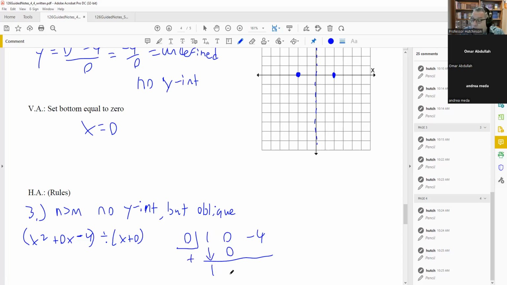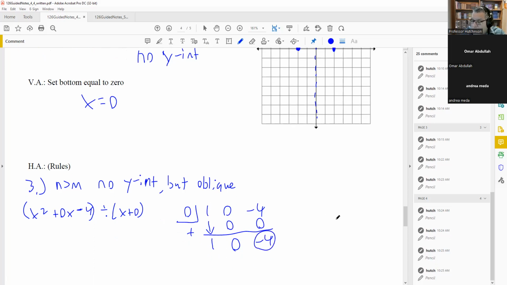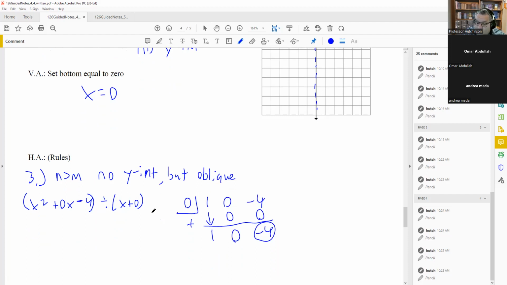I'm doing synthetic division instead of long division. 0 times 0 is 0. We get a remainder of negative 4. If we were to write this out, the oblique asymptote, if it asked for it, would be y equals, this would turn into an x because originally I had x squared, and when you did synthetic, it dropped it down to just an x.